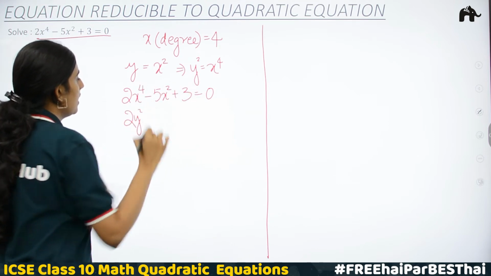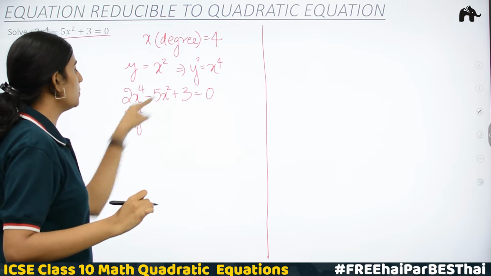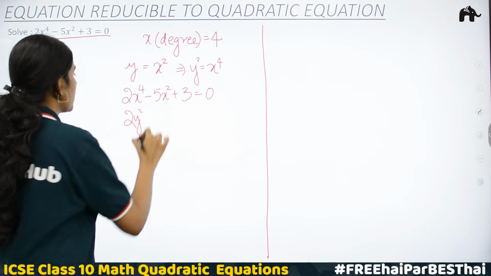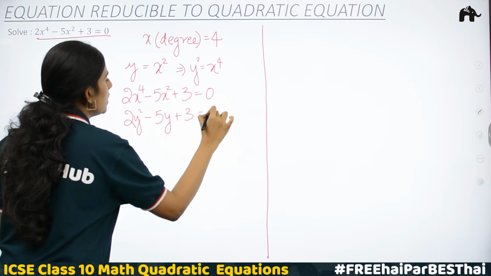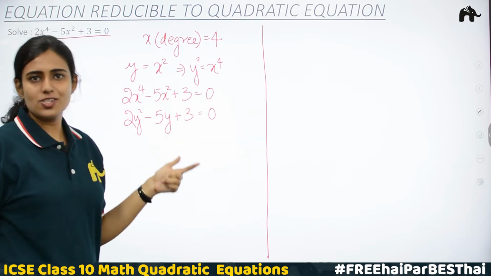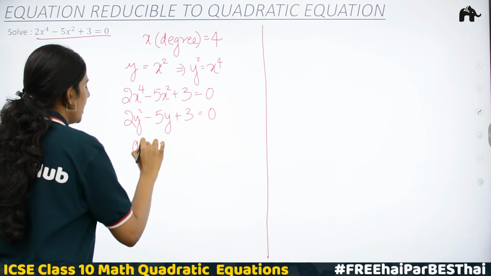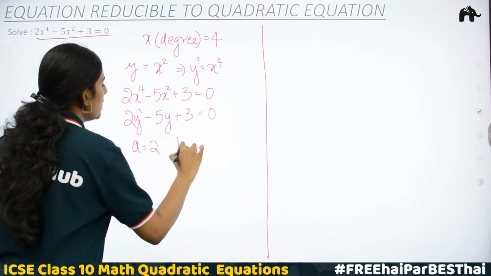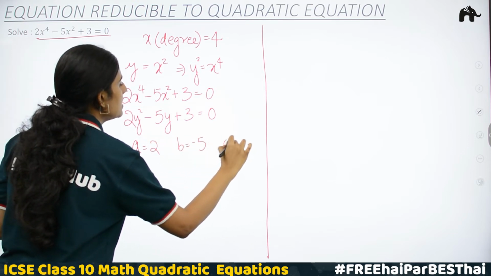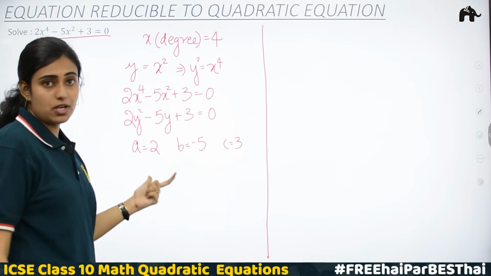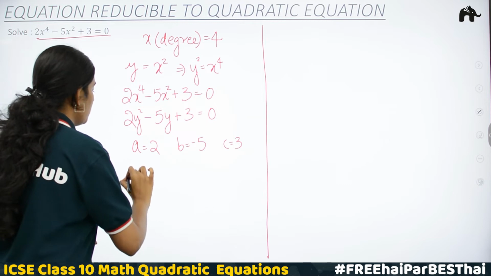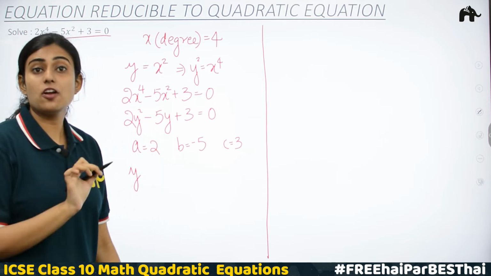2y square. In place of x raised to 4, I put y square minus 5y plus 3 is equal to 0. Now we can easily solve, right? What is the value of a? A is equal to 2, b is equal to minus 5 and c is equal to 3. Here we have to remember one point. When you take the formula, we will be getting the value of y and not the x.